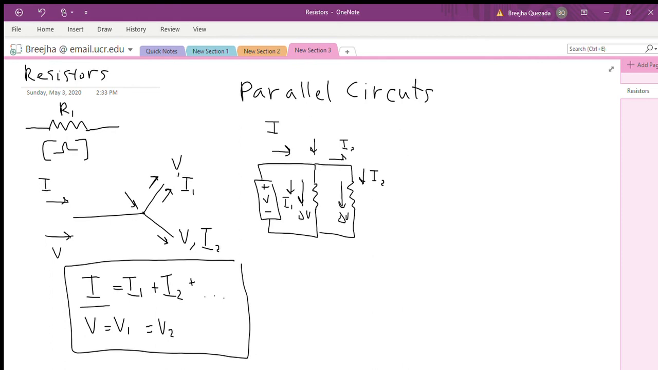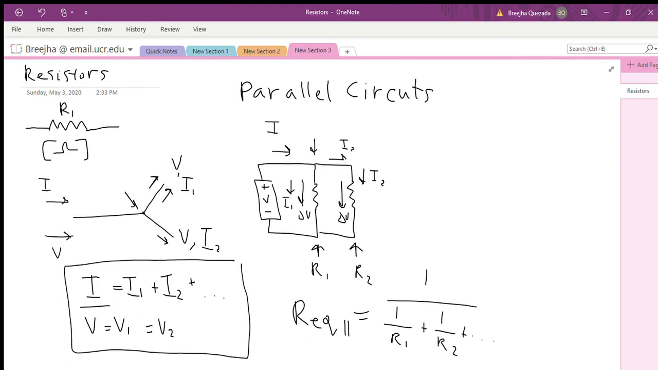So if I wanted to combine these two resistances, R1 and R2, into one resistance, R_EQ for parallel is equal to 1 over R1 plus 1 over R2. And I usually leave the dot dot dot in there to say you could add any other parallel resistors that you have. It can go on from there. So this is for parallel circuits.